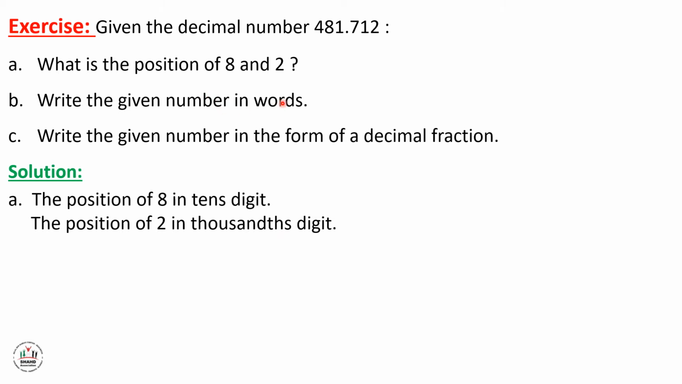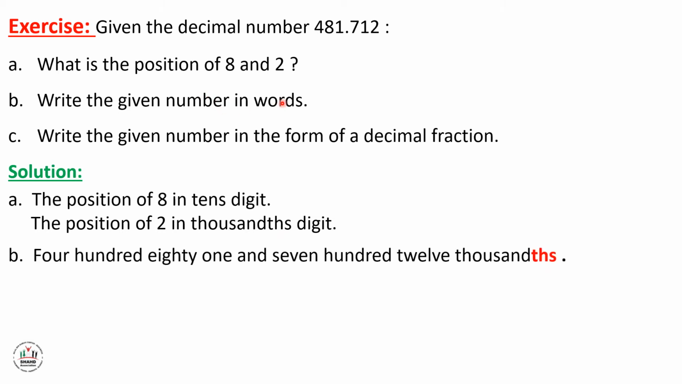Part B, it's so easy. We need to write the given number in words. So we write 400. Why do we write 400 here? Because 4 has two zeros to reach the decimal point. So we write 400, 80 because it has only one zero to reach the decimal point, and 1.